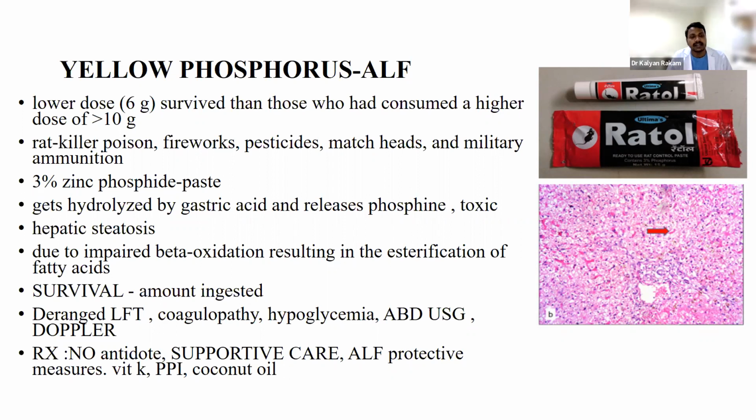Phosphine causes hepatic steatosis and affects beta oxidation and the esterification of fatty acids, with very high mortality and very poor chances of survival. These patients usually present with deranged LFT, coagulopathy and hypoglycemia. There is no particular antidote for yellow phosphorus poisoning. Usually we support the patient with PLEX, and we see if they fit into the transplant criteria, and involving the transplant team at the earliest and getting the transplantation would be ideal. But this has a very high mortality.